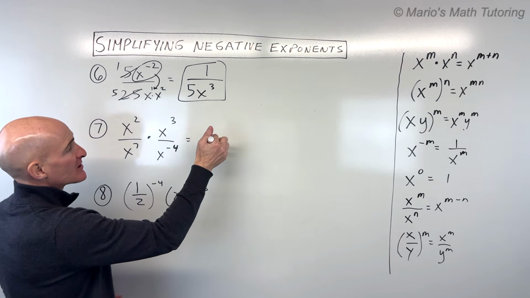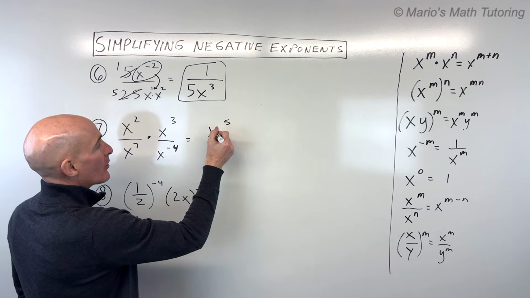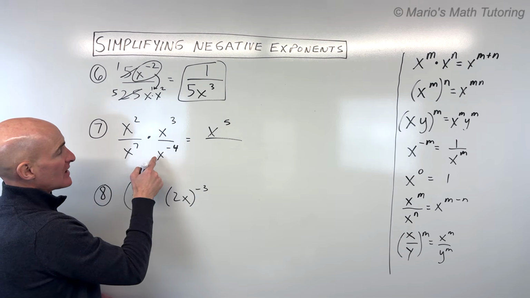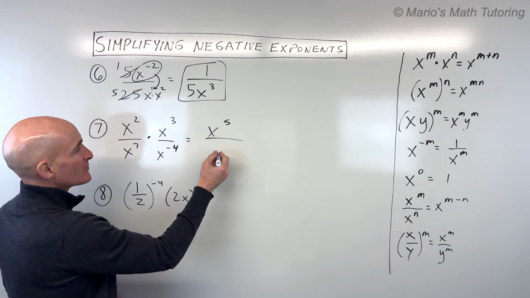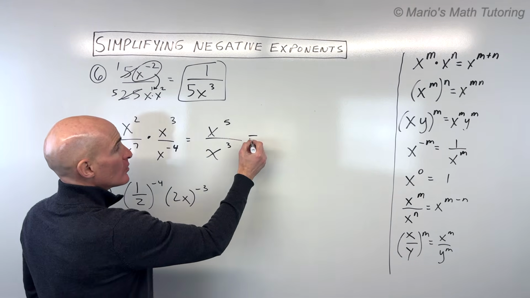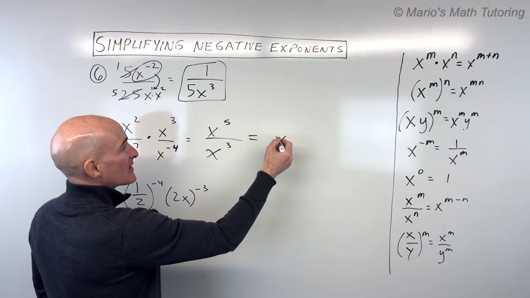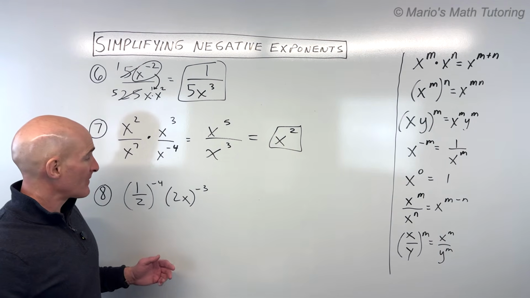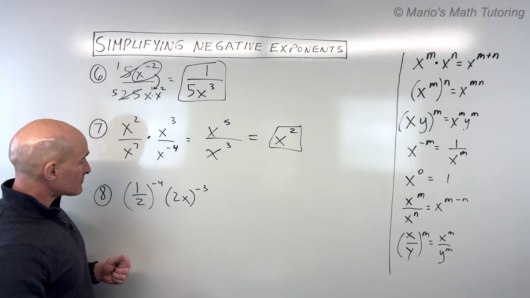X squared times x cubed is x to the 5th power. Remember, when you multiply, you add those exponents. Same thing here, same base. When you multiply, you add those exponents. And then now when we divide, what do we do? We subtract. So 5 minus 3 is just going to be x squared. So that's fully simplified.